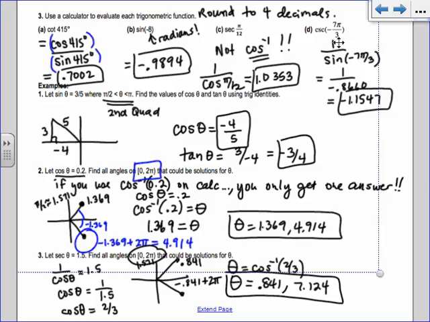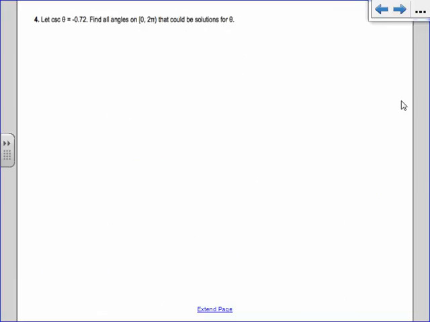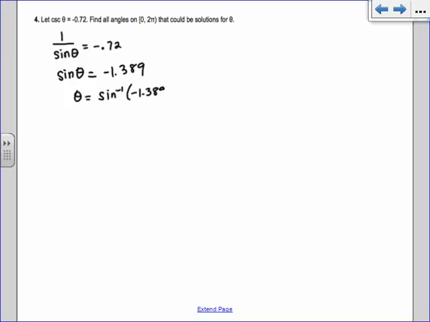Okay, number 4. Number 4 says cosecant is equal to negative 0.72. So 1 over sine of theta is equal to negative 0.72. When you do the reciprocal, you get sine of theta is equal to negative 1.389. So when you try that on your calculator and you do inverse sine of negative 1.389, you get an error. It says something like domain error.